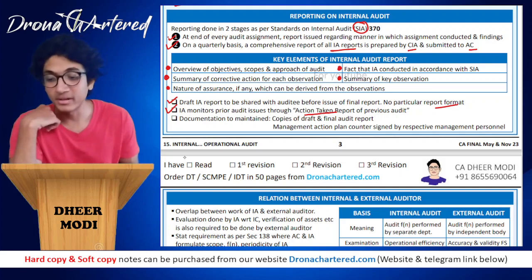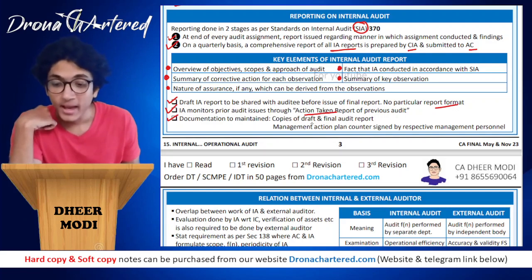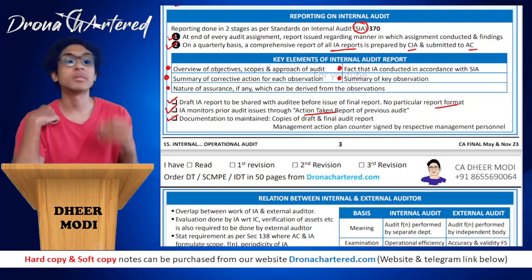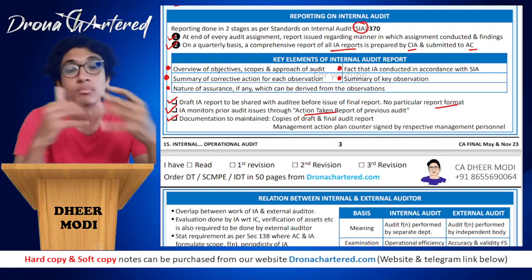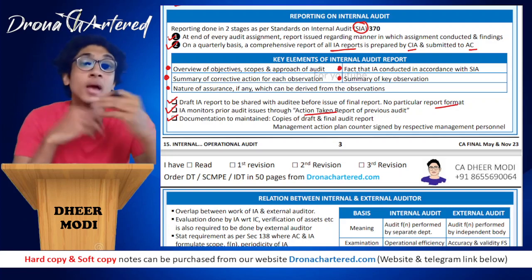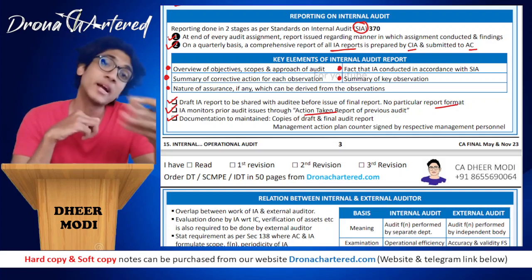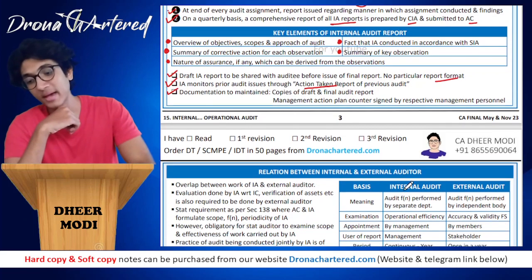we have implemented it. Next, documentation to be maintained. So copies of the draft and final audit report and the management action plan countersigned by respective management personnel. Management action plan means what they are going to do from their side based on the report that I've submitted. What is their action plan? How are they going to reduce the deficiencies? This has to be signed by the person who is responsible, who is going to do these actions.